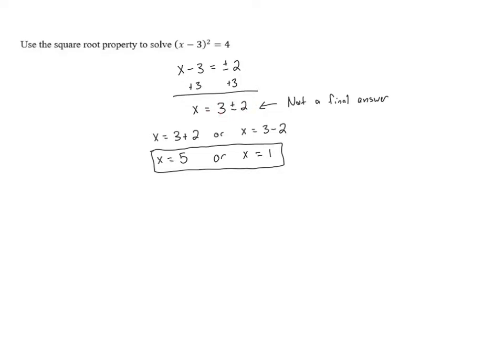Because here, to find the actual final answers, you've got to do some addition and subtraction. Whereas here, if we let the final answer be x equals 5 or x equals 1, it's very clear what the solutions are. You don't have to do any addition or subtraction to get them. They are laid out right there in front of us. So here, our final answer is x equals 5 or x equals 1.